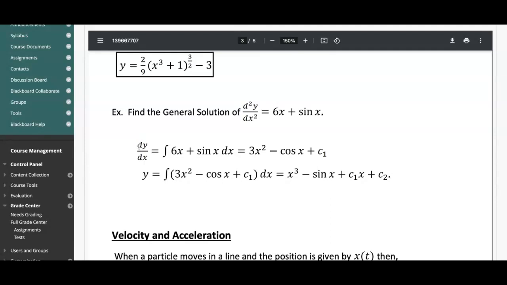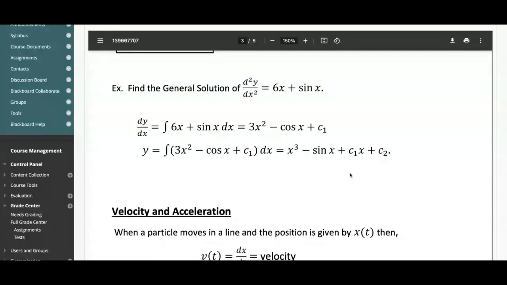All right. Then we integrate this y prime or dy dx, we get a y. Then we integrate this. So integrating 3x squared, we get x cubed. Integrate negative cosine x, we get a negative sine x. Integrate C1, we get C1x. Now we need to add another constant. So we use C2 or we can use D. If we use this one C, we can use this one for D or any letter you choose.